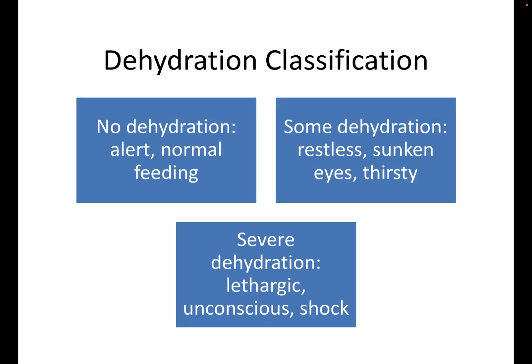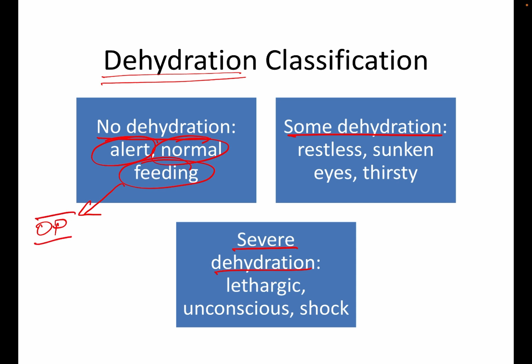and hydration status has to be checked. So, diarrhea causes dehydration, and dehydration can be classified into 3 types: no dehydration, some dehydration, and severe dehydration. In case of no dehydration, the child will be alert and normal, and feeding, and can be managed on an outpatient basis. In case of some dehydration, there will be restlessness, sunken eyes, and thirst.